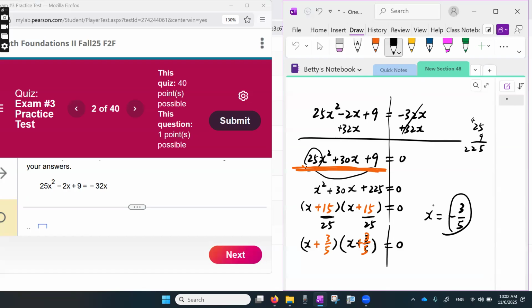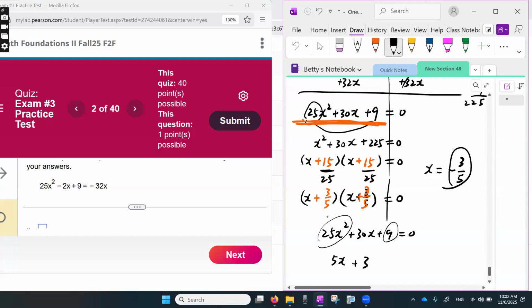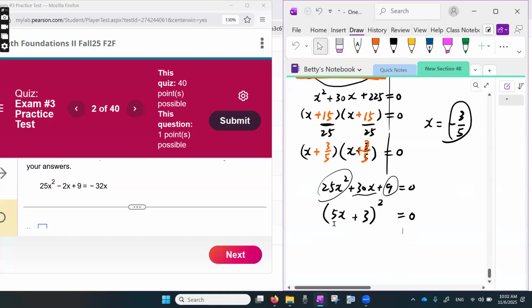As I mentioned, in fact, the left side of the equation is a perfect square, 25x squared plus 30x plus 9 equals 0. If you can see, this is a perfect square with base 5x. This is a perfect square with base 3. And the middle term happens to be twice the multiplication of the two bases. 5x times 3, 15x, double is 30x. So the left side can be factored by using the perfect square trinomial formula as the square of 5x plus 3, okay? If the perfect square equals 0, the base has to be 0.